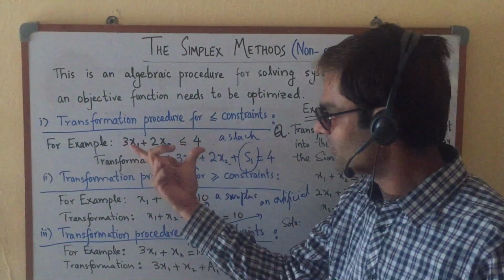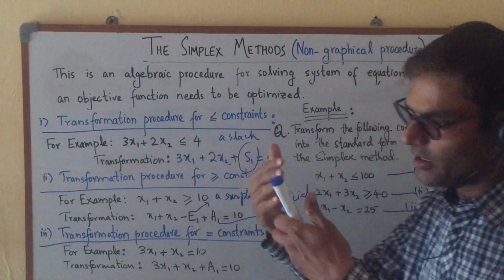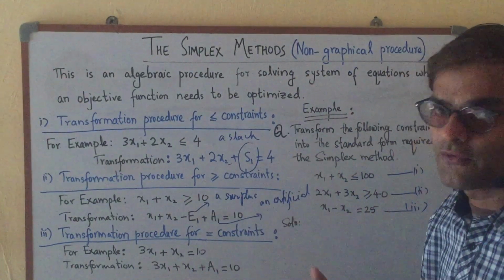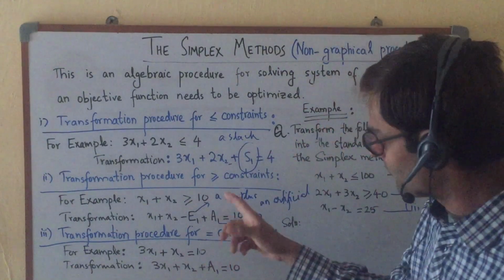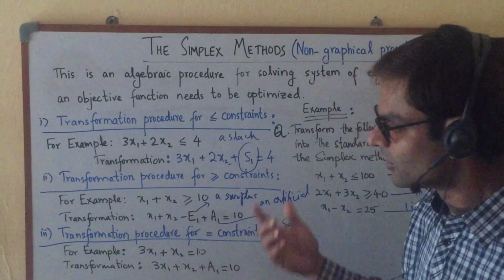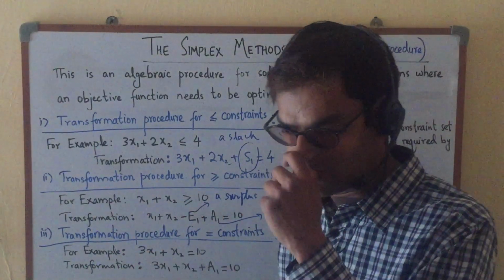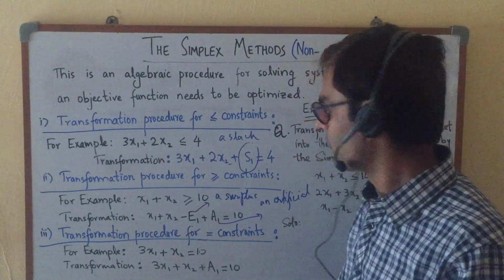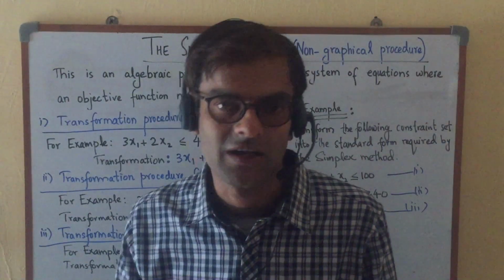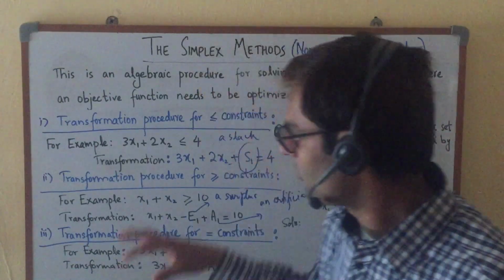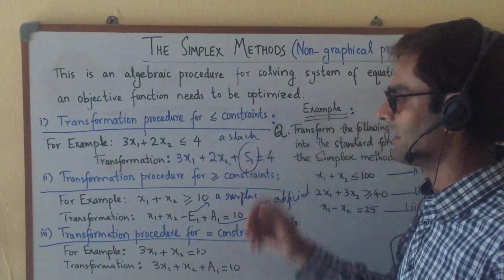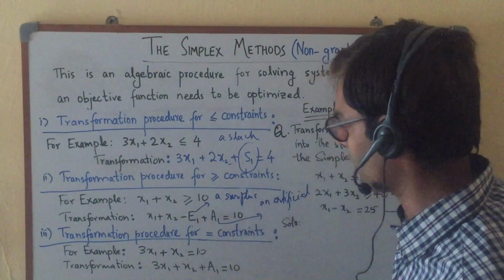So when you are talking about the first constraint equation, we add e1. If you see the greater than or equal to sign in the second constraint, you add e2. Anyway, I will show an example and we'll solve one example. So now we have three transformation techniques: for less than or equal to, for greater than or equal to, and for equal to.